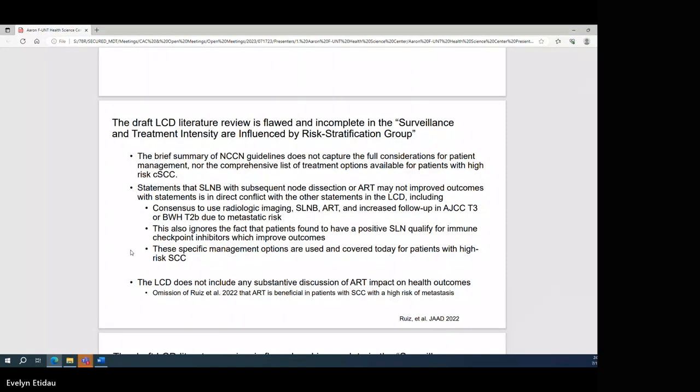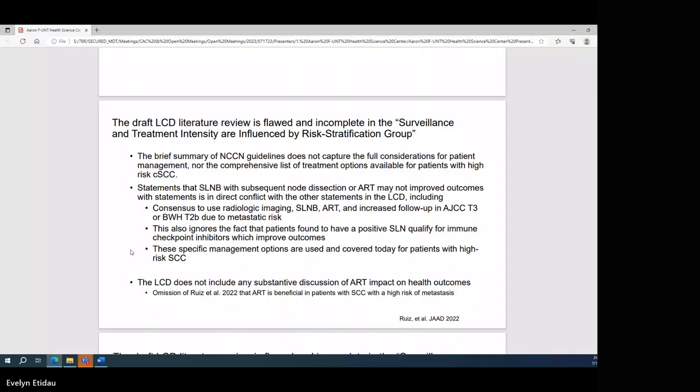There's also some confusion within the draft LCD about the efficacy of specific management strategies on patient outcomes. The proposed LCD in some places characterizes the management interventions as completely ineffective at improving health outcomes, specifically its statements about sentinel node or radiation therapy, that they may not improve outcomes, which is in direct contrast to the broad use of these interventions with our patients. These interventions are also covered by Medicare today, so these statements conflict directly with other aspects that describe a consensus from academic centers on the use of imaging, sentinel node, radiation, and follow-up. The current management strategies outlined in the NCCN guidelines are, firstly, aligned to the patient's risk of poor outcomes, including risk of metastasis, and secondly, included in guidelines based on their ability to improve patient outcomes.